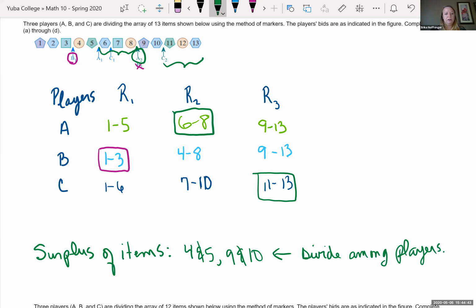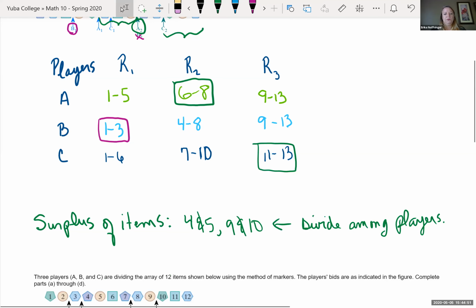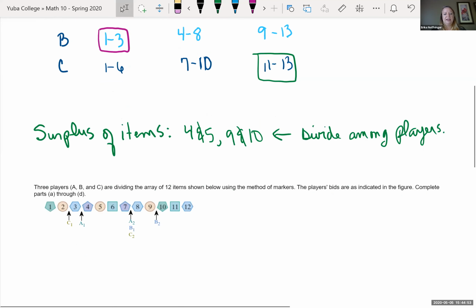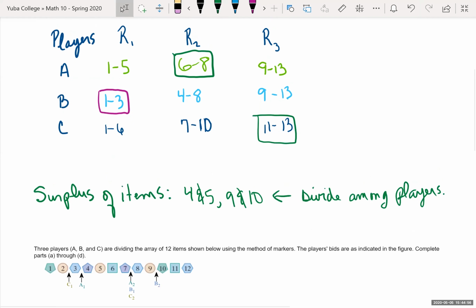Okay, so let's look at another example. Very similar. You guys good with that? Is that all we do? That's all you need to do. So basically, you're pretty much organizing it.